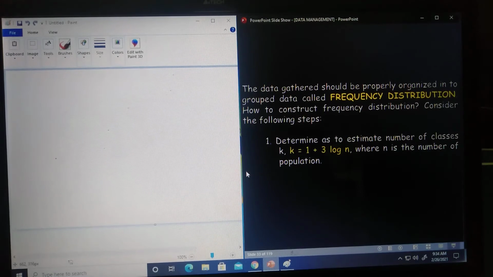Okay, wherein we have K is equal to 1 plus 3 log N, wherein N is the total number of population or the total number of data. Ayan, K is equal to 1 plus 3 log N. Estimate number of classes lang siya.